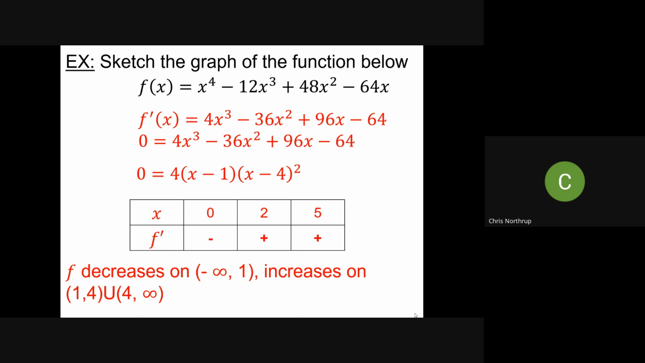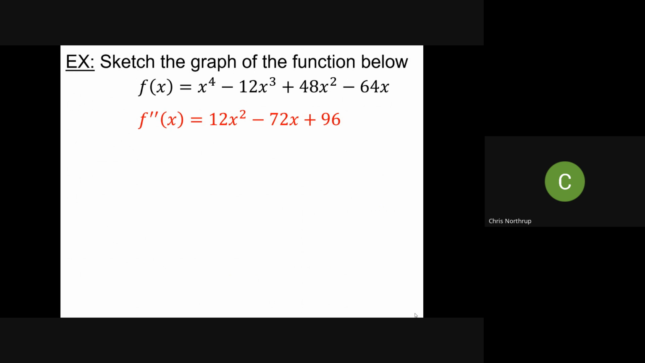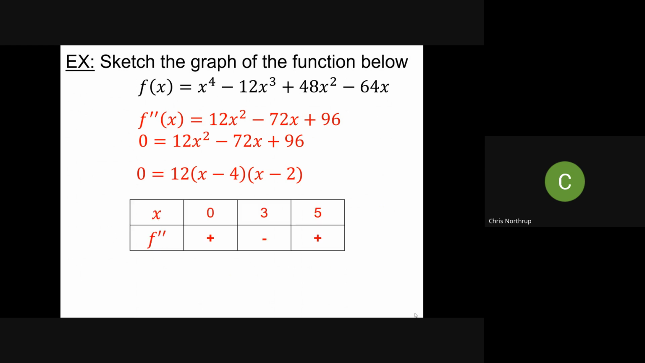Next, let's look at concavity. So take that derivative and then take its derivative using power rule. You get a quadratic, set to 0. Factor, looks like you get 2 potential points of inflection. So let's do that sign chart with f double prime. Looks like to the left of 2, you get concave up. In between 2 and 4, you have concave down. And then to the right of 4, you have concave up.